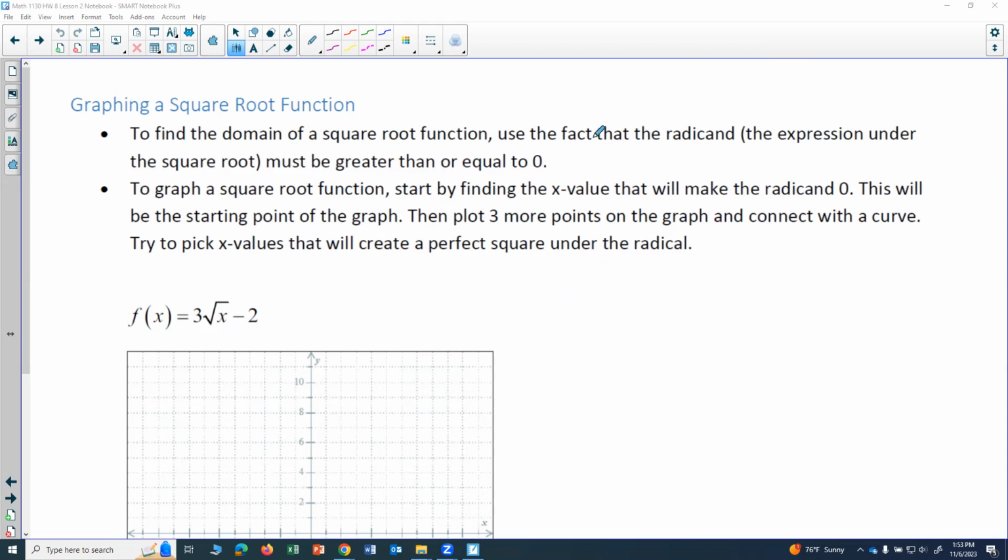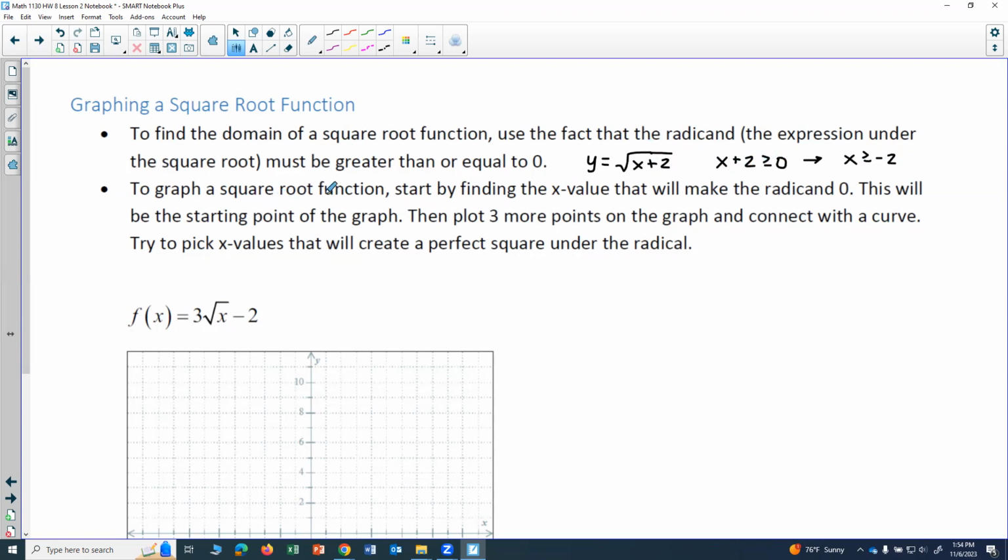For example, if I had something like y equals the square root of x plus 2, in order to find the domain, I would go ahead and say x plus 2 has to be greater than or equal to 0. And so from there, if I subtract 2 from both sides, x would have to be greater than or equal to -2. So whatever expression is underneath the radical has to be greater than or equal to 0.